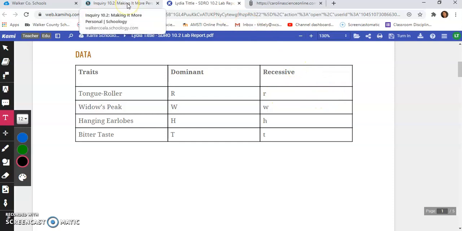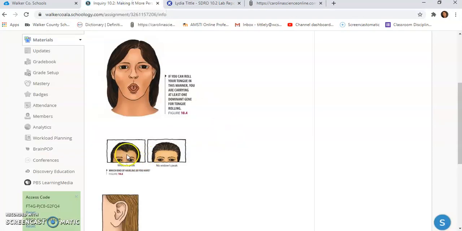The second trait is widow's peak. If you look at this example here, if your hairline goes in even a small V shape at all, then you have a widow's peak. Some people have a more pronounced V shape right there than others. If your hairline just goes straight across with no V shape, then you have no widow's peak.